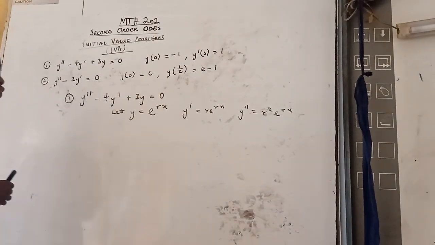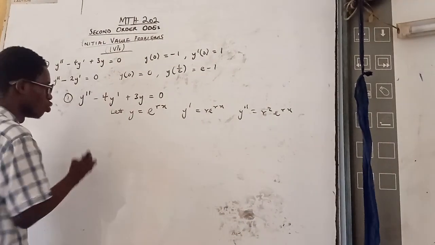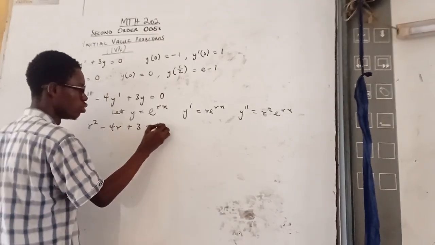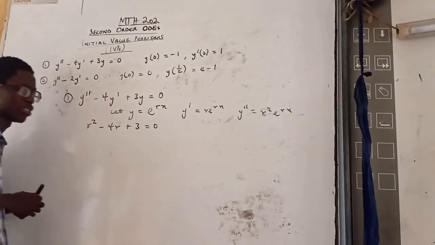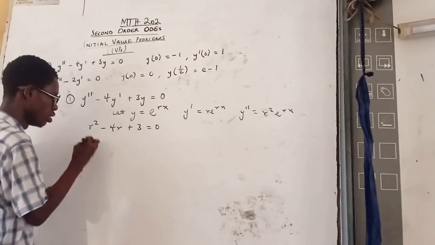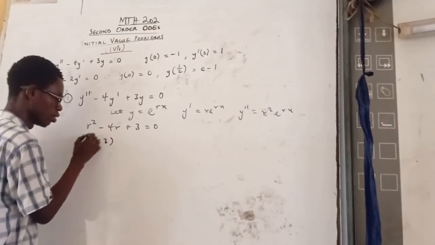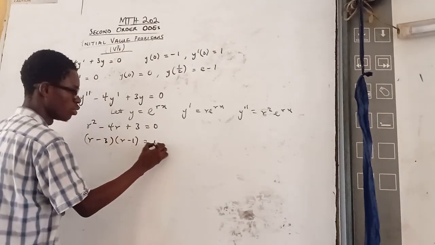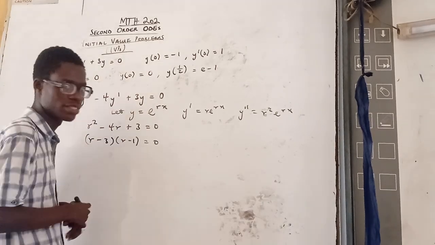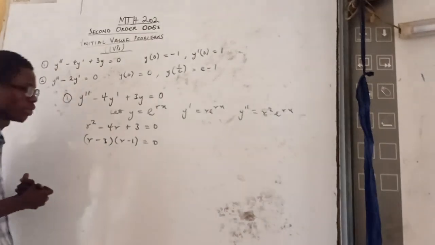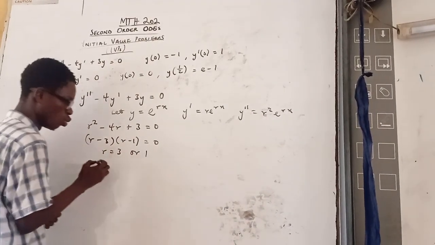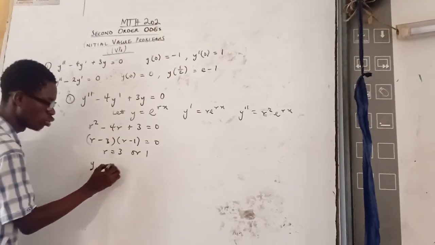So we can easily write out our characteristic equation as r squared minus 4r plus 3 equals 0. If we factorize, we get (r minus 3)(r minus 1), since 3 times 1 is 3 and minus 3 plus minus 1 is minus 4. So we have r equals 3 or 1.